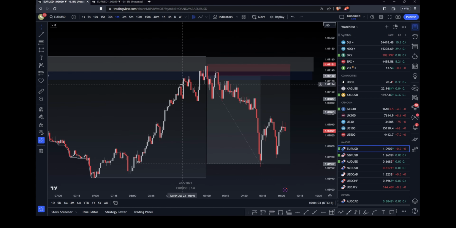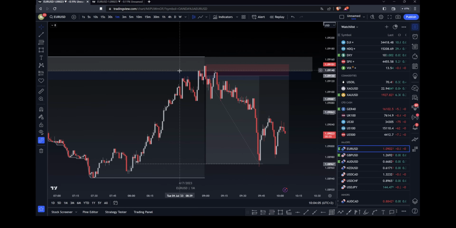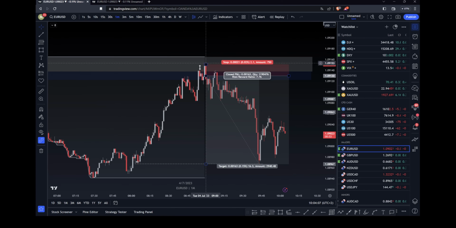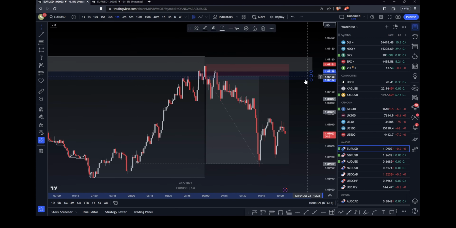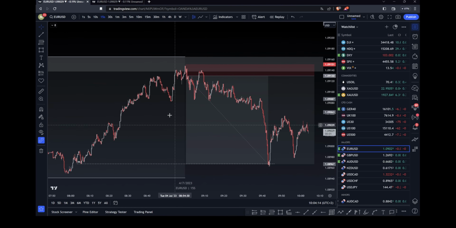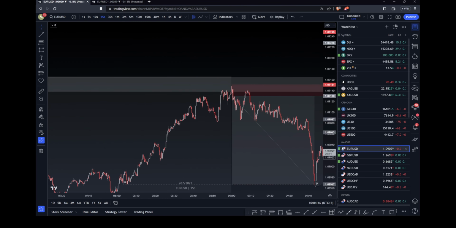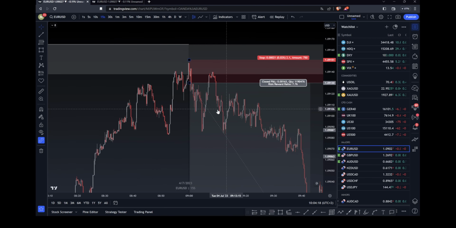So then I saw it entering the, so it swept these highs and I saw it entering the refined order block. So let's delete this imbalance because that got filled. And we can go to the 15 seconds.